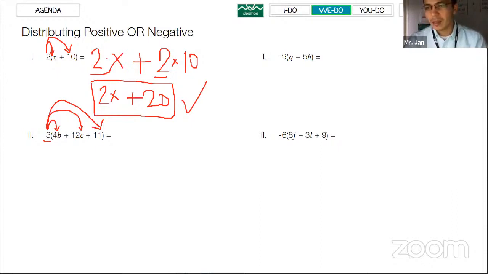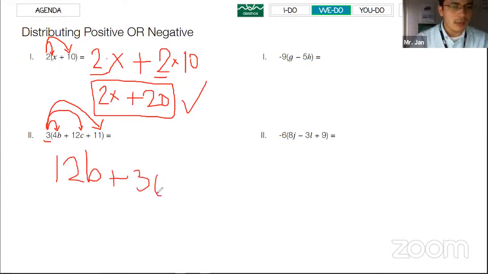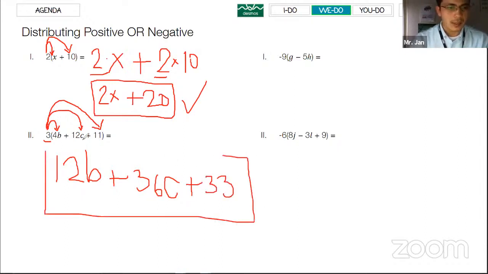Okay, there is a tiny thing. I think it's a tiny error. Don't worry about it. Okay, 3 times 4 is 12b, and there is a plus sign next to it. And 3 times 12 is 36, and there is a variable c, so you need to put the c next to it. And the last one is 3 times 11, and there is a plus sign. I mean, it's 33. Okay, perfect. I'm so glad that you guys understand this.